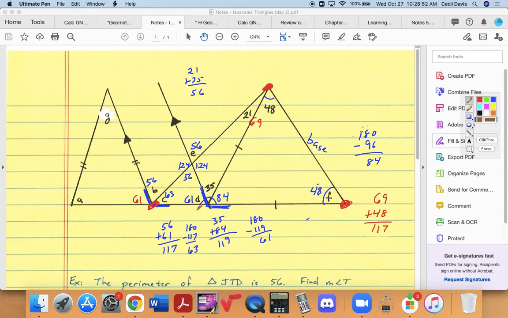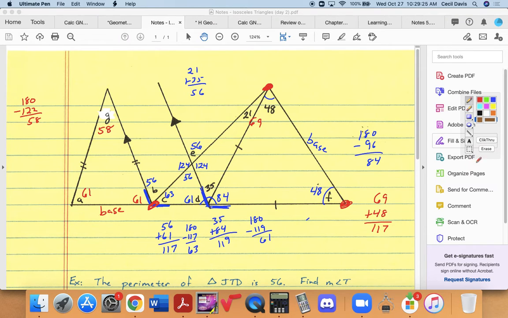And then A would also be 61 since the sides are congruent. Yes, since these two sides are congruent, this is the base of an isosceles triangle. So 61 plus 61 is 122. From 180 is 58 for G. Okay, so lots and lots of things you can find.